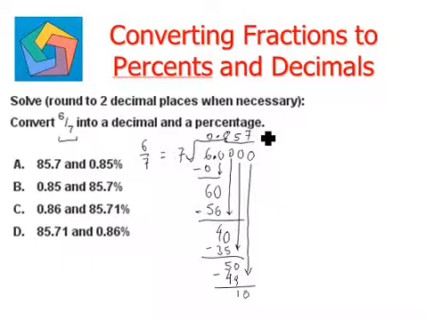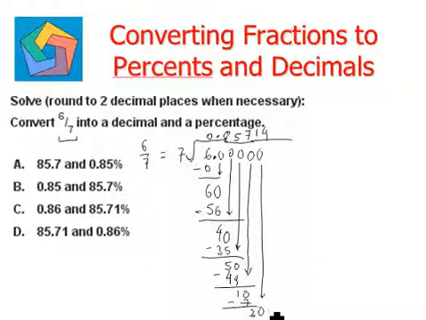Now 7 times 1 is 7, minus from 10, that is 3, so we get 30 when I bring down another 0. 7 times 4 is 28. 30 minus 28 is equal to 2. So we stop here. Let's see how it helps. 6/7 as a decimal is 0.85714. Now it says round to two decimal places.